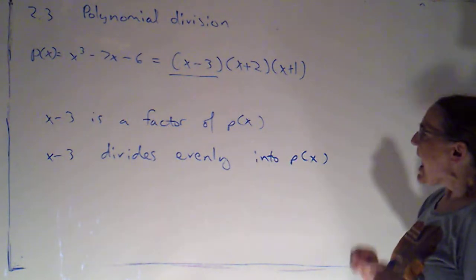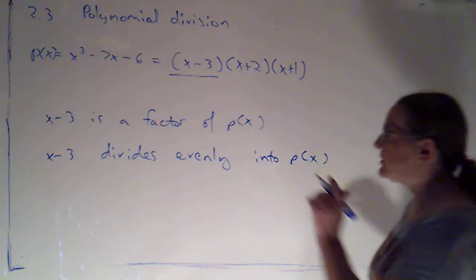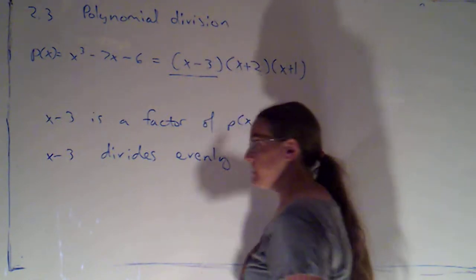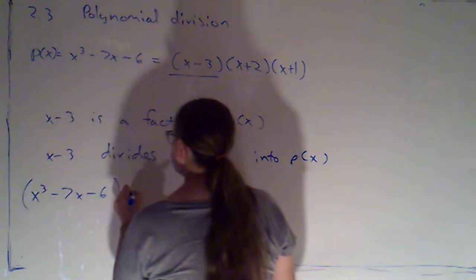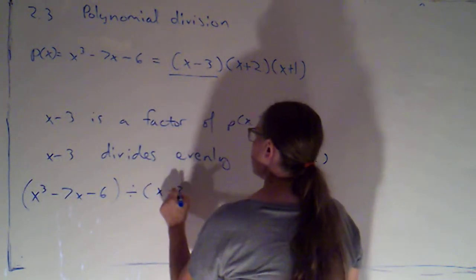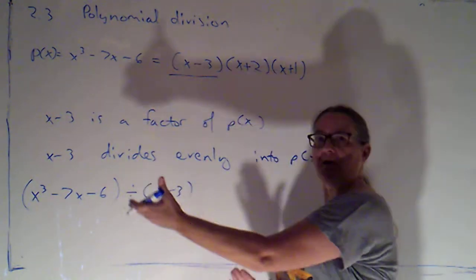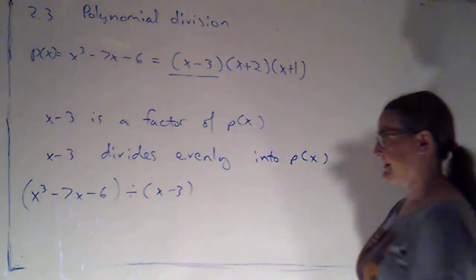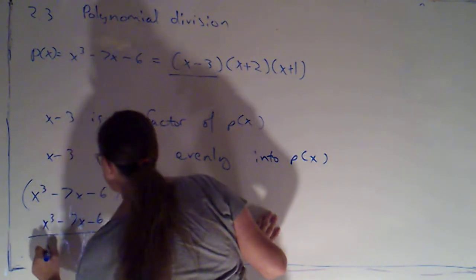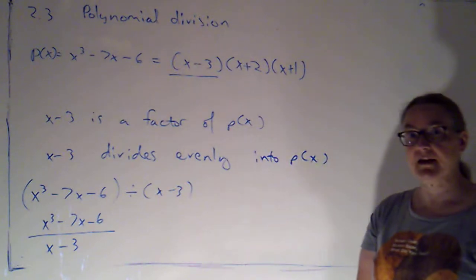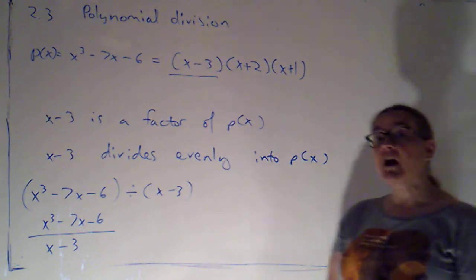look at it. And I basically have three ways that I could write division. If I wanted to look at p of x divided by x minus 3, which we're saying is a factor, I could write it as x cubed minus 7x minus 6 divided by x minus 3. That's certainly a division problem. That's not going to be very useful for working with, but it's a perfectly legitimate way of writing things. I could also write it as a fraction, x cubed minus 7x minus 6 over x minus 3. A fraction is just a division problem.